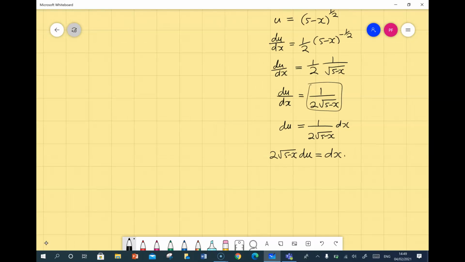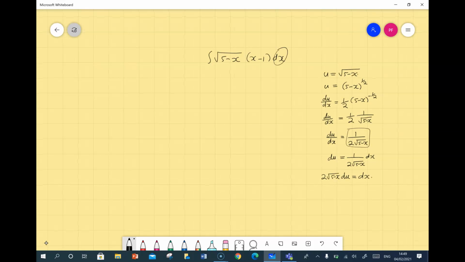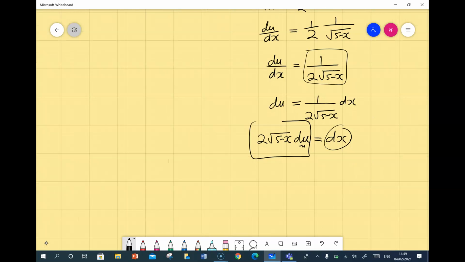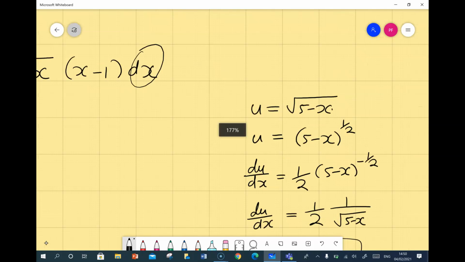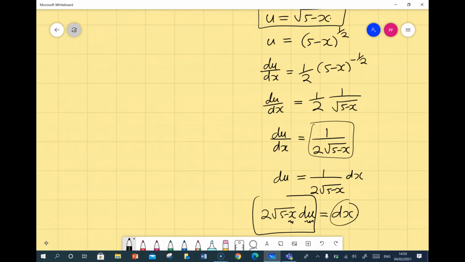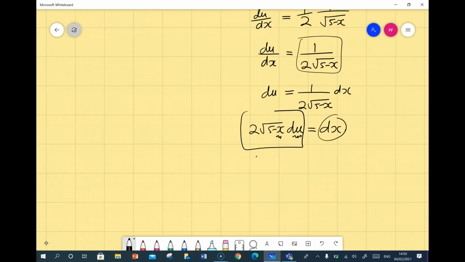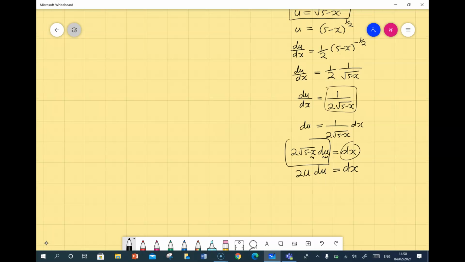Okay, now I want to be able to swap dx out for what I have here, but I can't integrate du's when I have x's there, all right? But we know what the square root of 5 minus x is. The square root of 5 minus x, we called it u. So what I have on the right side here is 2u du, and that's equal to dx. And that's what I can swap part of my integral out for.